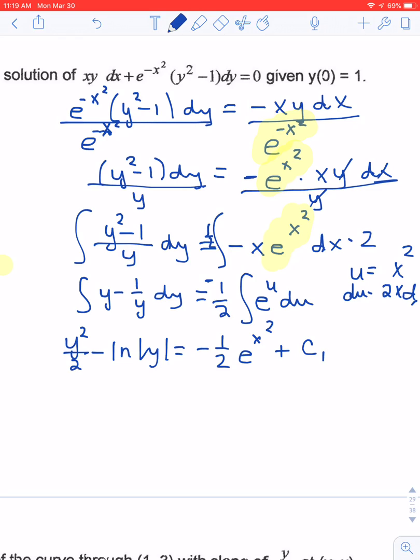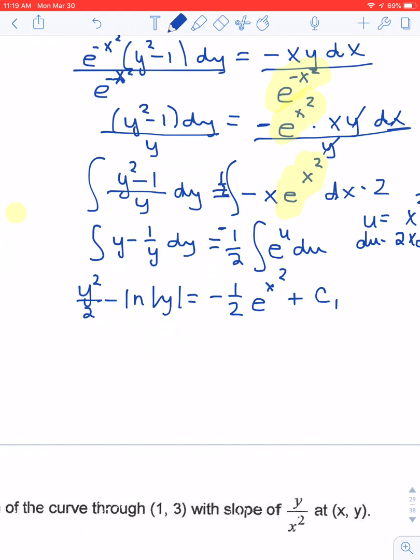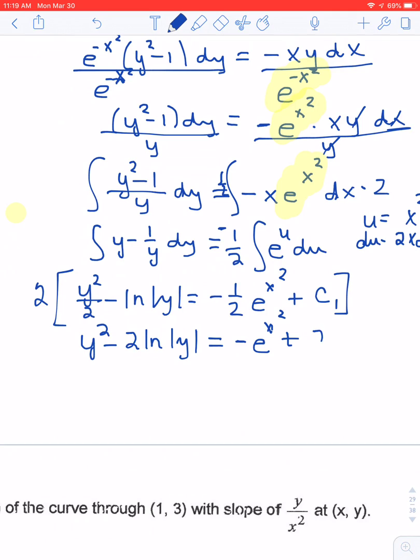Okay, and then you get an answer like this. This isn't how they'll want us to keep the answer, but we can think about what we can do to make it look a little cleaner. One thing we can do is multiply the whole equation by 2. Now 2c1 I'm just going to make c, to make it a little bit simpler. The exponent, I can lose the absolute values because that squared will always make it positive.